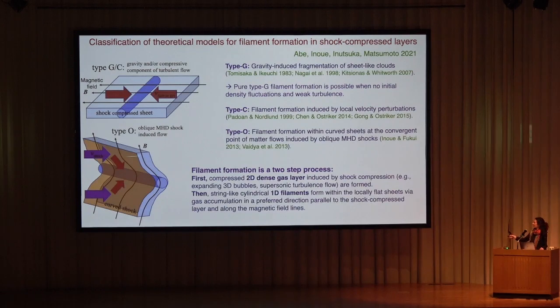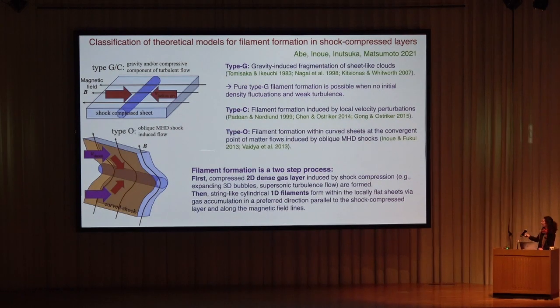The last type is type O, where O stands for oblique shock compression. In this mode of filament formation, the filament forms at the convergence of two flows in a band-like structure, where the flow in the curved sheet is generated by oblique shock compression.